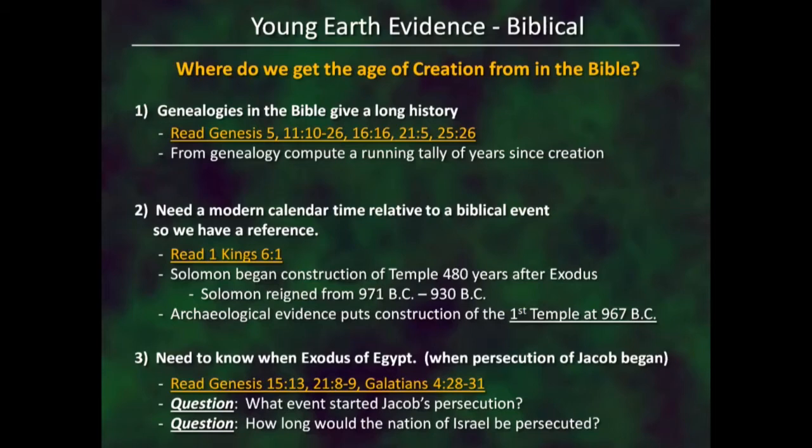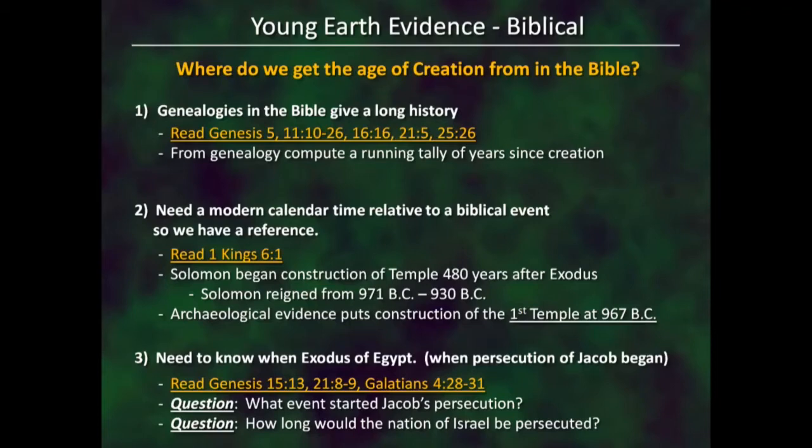When Kenan had lived 70 years, he became the father of Mahalalel. And after he became the father of Mahalalel, Kenan lived 840 years and had other sons and daughters. And altogether, Kenan lived 910 years, and then he died. When Mahalalel had lived 65 years, he became the father of Jared. And after he became the father of Jared, Mahalalel lived 830 years and had other sons and daughters. Altogether, Mahalalel lived 895 years, and then he died.